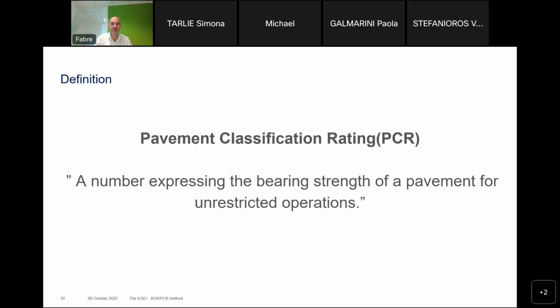It was already replaced in Annex 14 in a previous revision, because when referring to unrestricted operations, it does not mean unlimited operations, but refers to the relationship of PCR to the aircraft ACR and the allowance of an aircraft to operate without weight restriction when the PCR is greater than or equal to the ACR. Adversely, the term unlimited operations does not take into account pavement life. So this is the reason why, to avoid any confusion, we replaced the word unlimited by unrestricted.